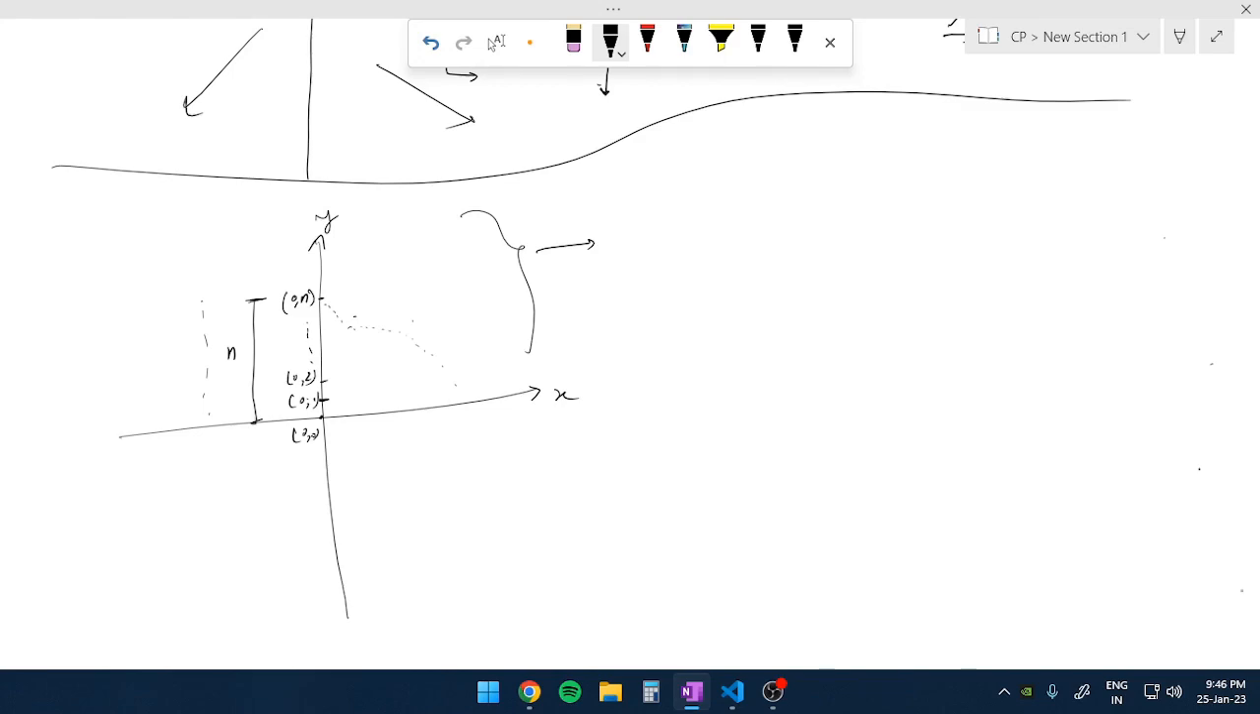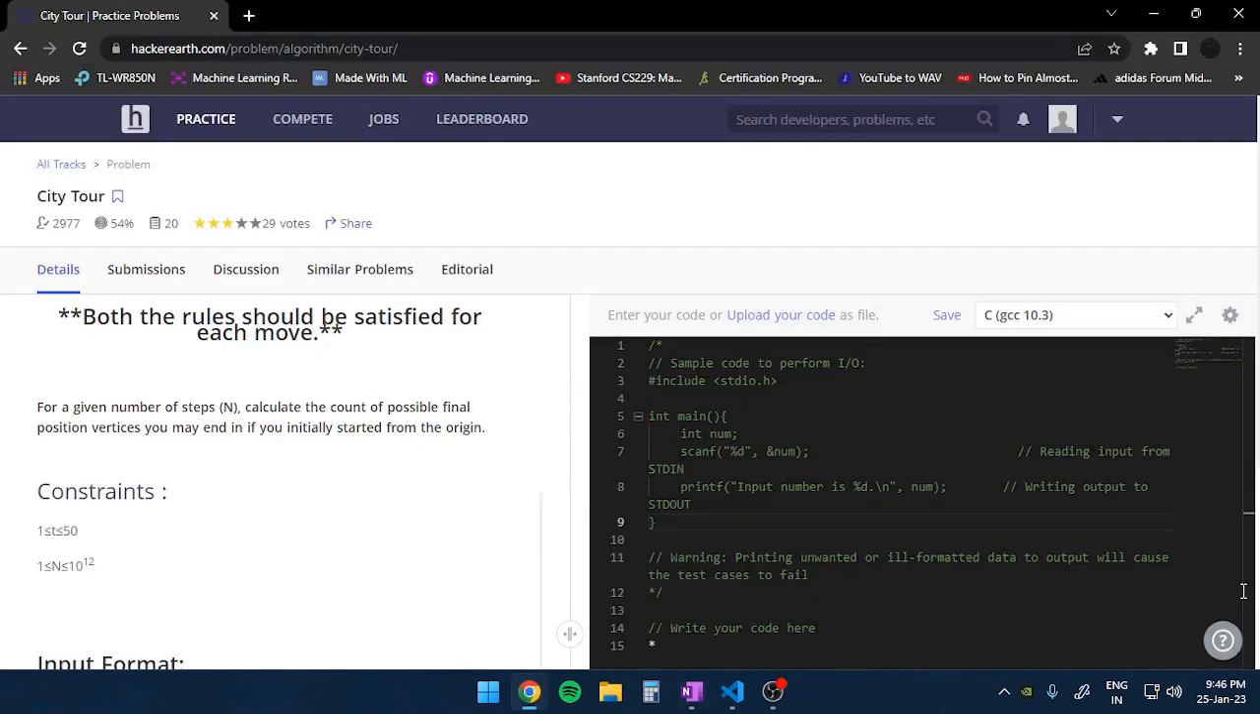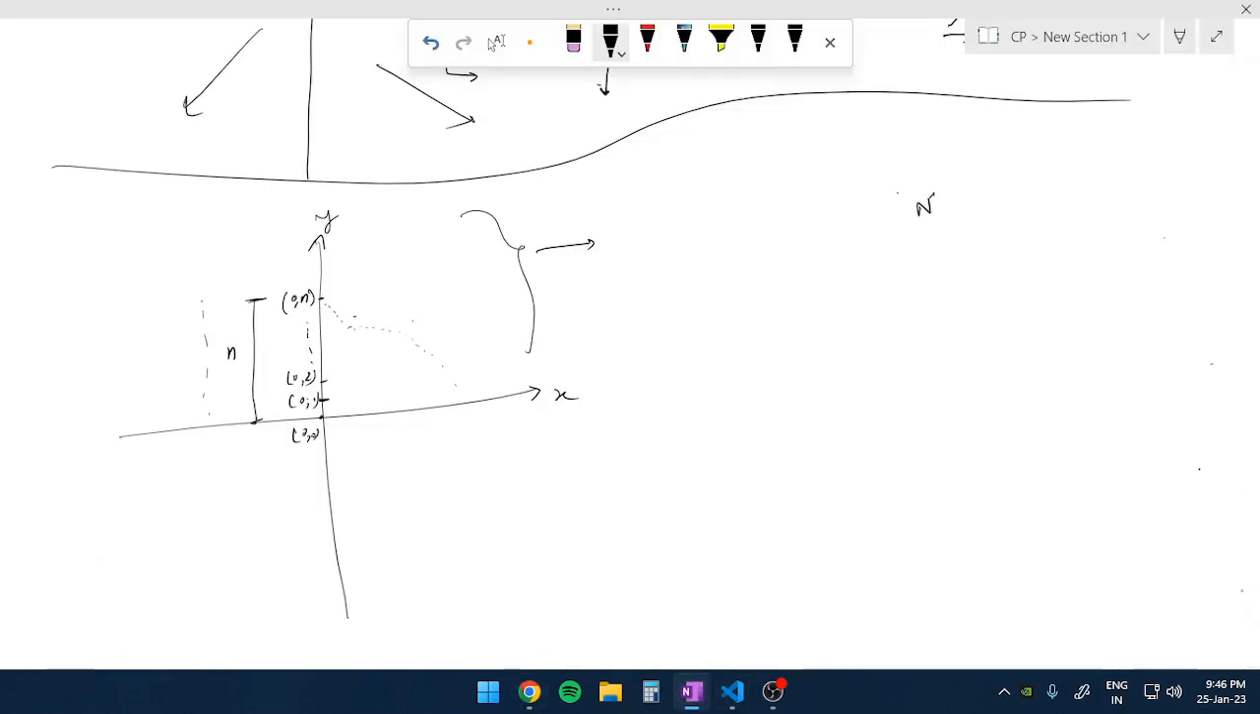Wait, am I doing something wrong? No, it's all right. We have to take n steps, and we have taken n steps. And what is the distance that we have covered in n steps? Distance in n steps, what is it? n. Yes.